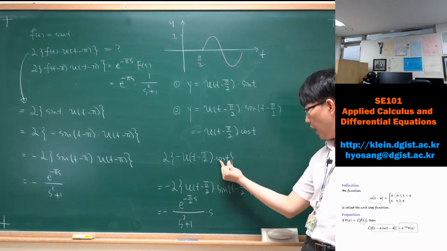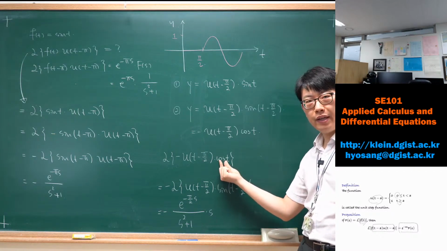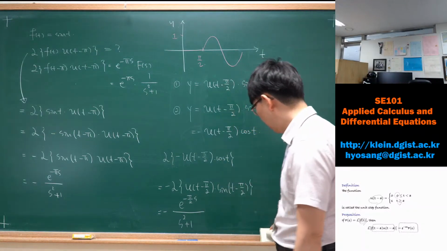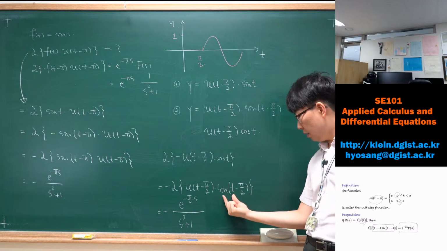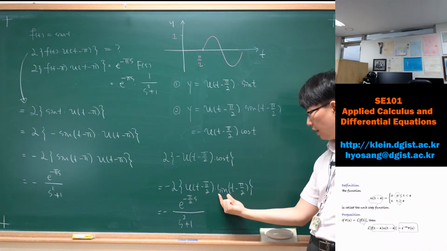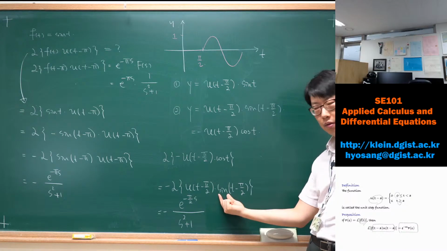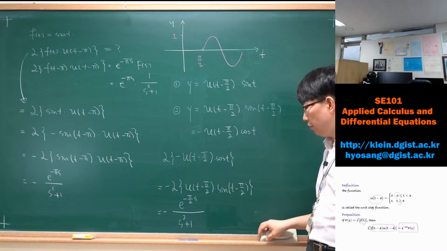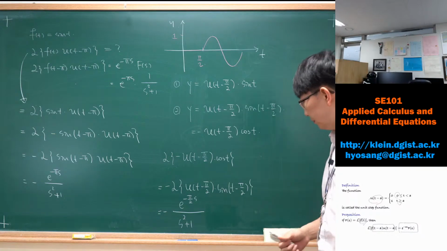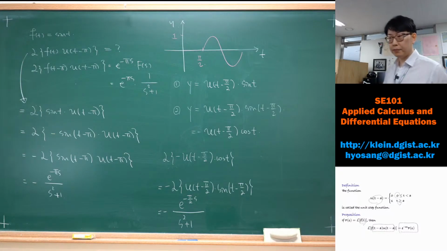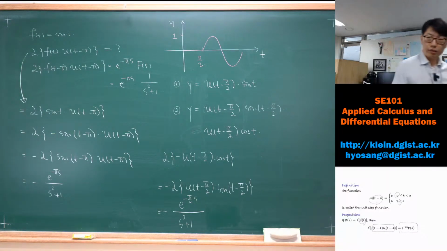So although we have a cosine, we don't use the Laplace transform of cosine. It's the Laplace transform of sine. So that's a tricky part of Laplace transform. So any questions?